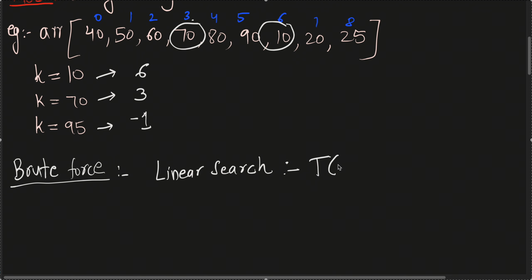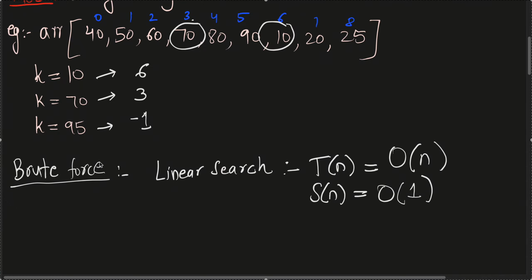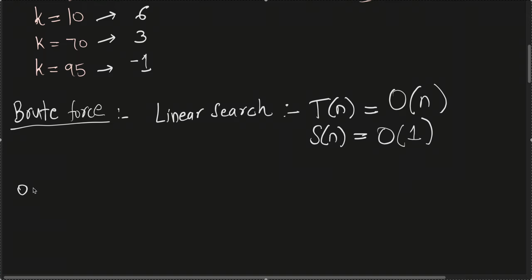So what can be the worst case time complexity? In the worst case, the value of k might be present at the last position, that is at the nth index. So the worst case time complexity for linear search is O(n), and for space complexity we are using constant space, so O(1), right? So this is the brute force. Can there be an optimized approach to this problem?